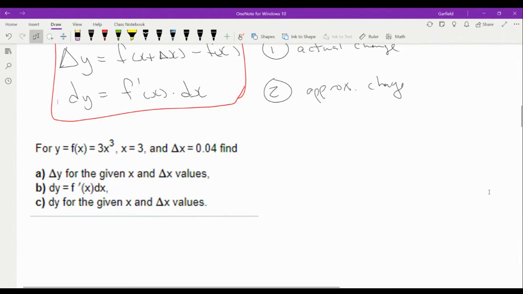All right, so here is actually question number 1 from MyMATLAB. It's a version of my number 1. So it's a 3-part question. Just find delta y for the given x and delta x value.